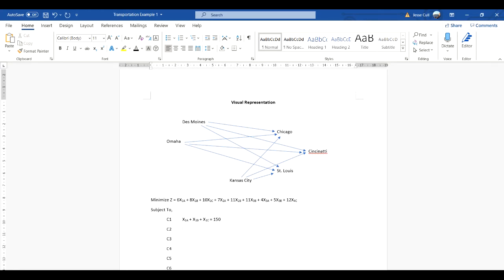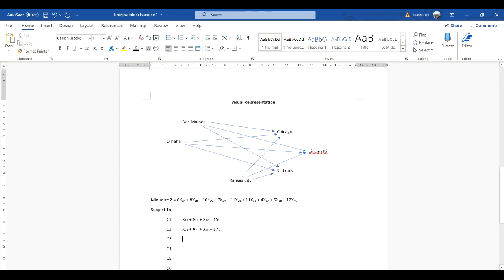So in the second one, we know X2. So X2 is Omaha. X2A plus X2B plus X2C must be equal to 175. And we see that because we know in Omaha, they only store 175 tons. That's all they can ship. That's all they have available.